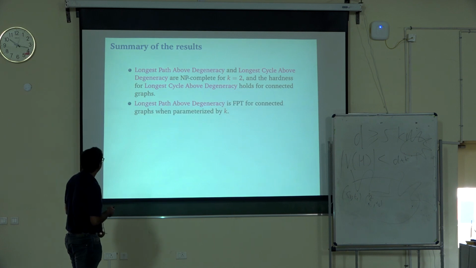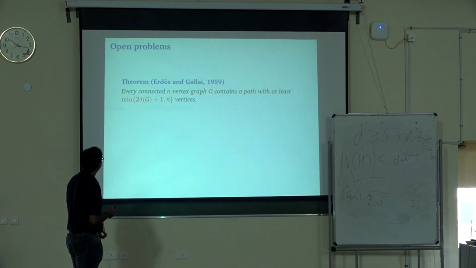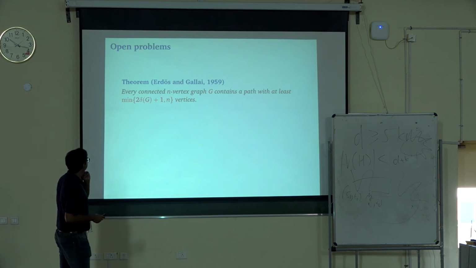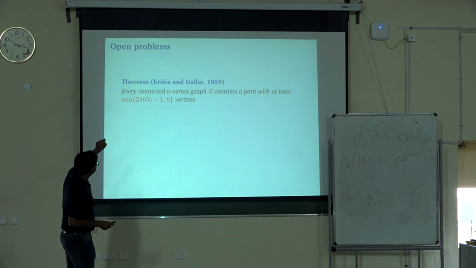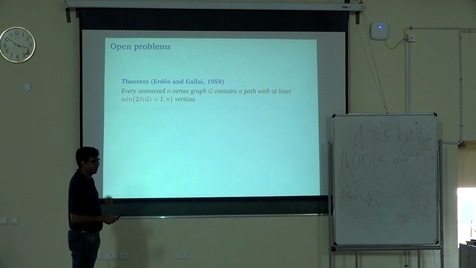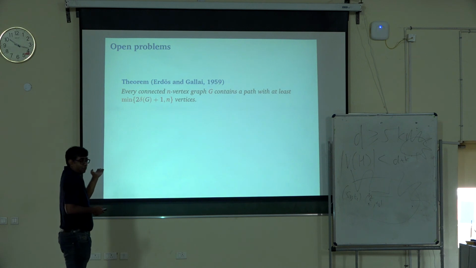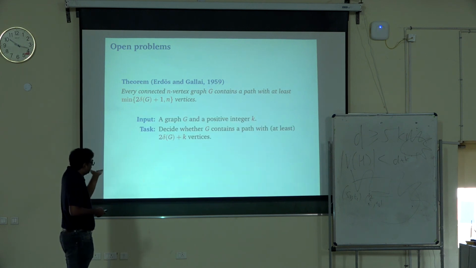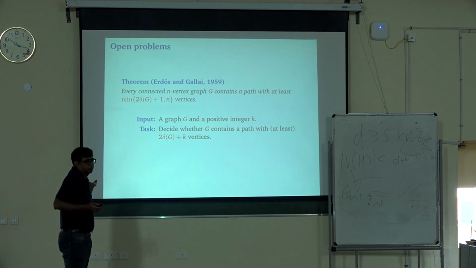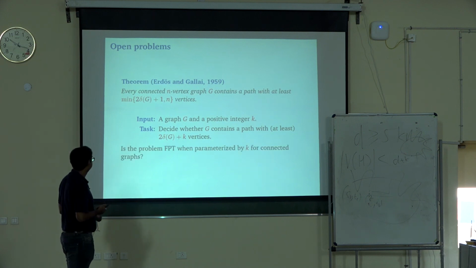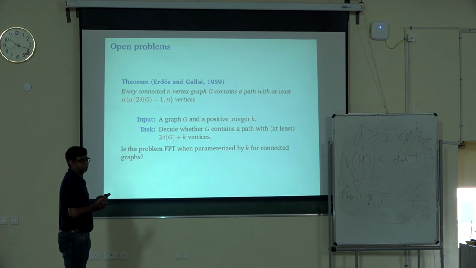Okay, so let me give you some good open questions. There is a theorem by Erdős and Gallai which says every connected n-vertex graph G contains a path with at least the minimum of 2 delta(G) plus 1 and n vertices. But this itself is a lower bound; G contains a path with 2 times minimum degree plus k. We can use this to get an answer in my setting, but this itself forms a lower bound, so it's an interesting question to ask. It might lead to some interesting combinatorics. We don't know this.